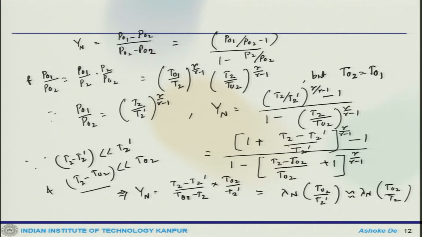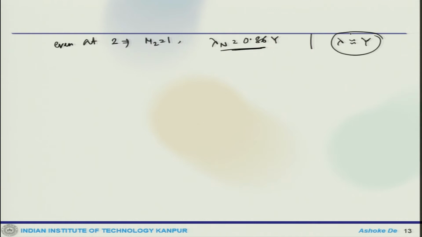Okay. So, although this approximation is not very accurate, it is fair enough to use, and we have T naught 2 by T 2 is 1 plus gamma minus 1 by 2 M 2 square. So, even at station 2 where M 2 equals 1, lambda n is roughly 0.86 y. That is why the comment is that they are quite close values.